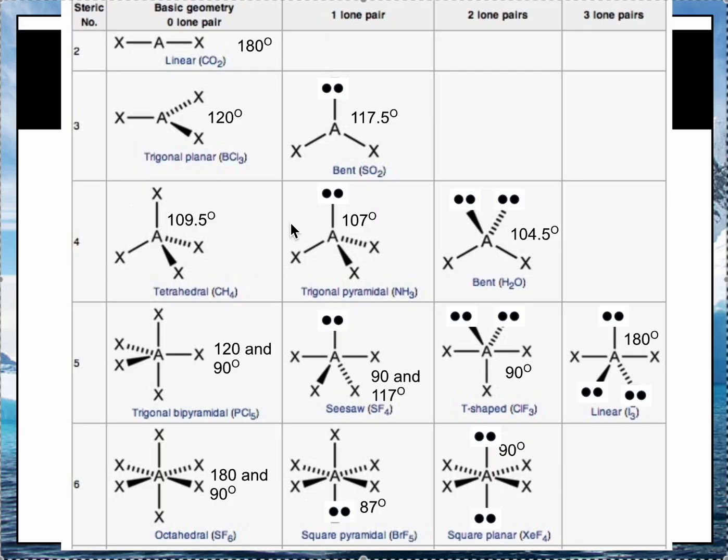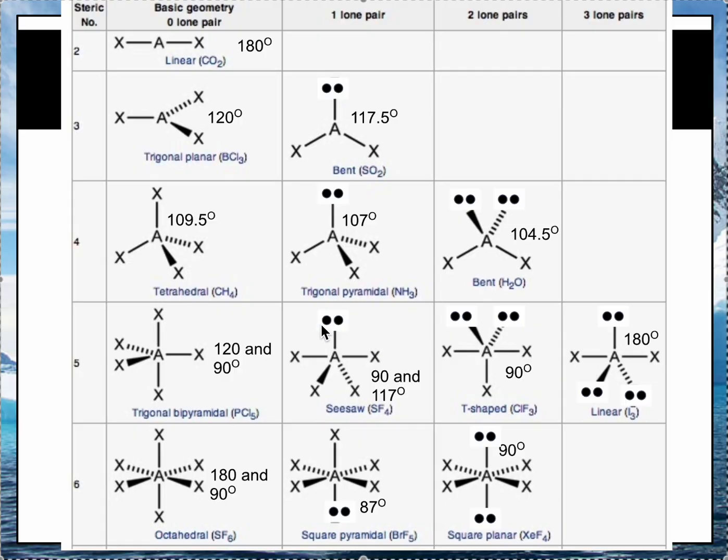Now, tetrahedral is 109.5. There are exceptions to this. For example, if we add a lone pair, as in ammonia, it's 107. If you add two lone pairs, it's going to push down on those atoms more, and then you have a bond angle of 104.5. All of these are what you need to memorize. Trigonal bipyramidal, in the plane, it's 120. The bond angle between this X and the second X here, that would be 90 degrees.